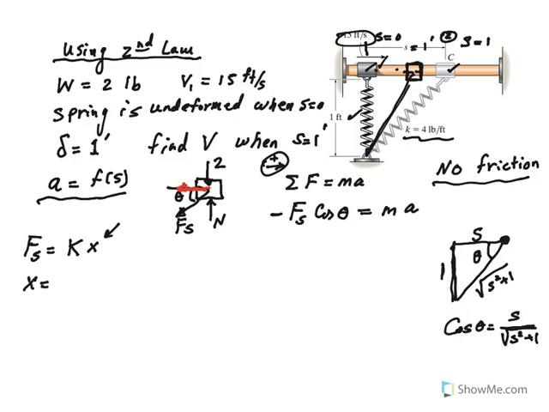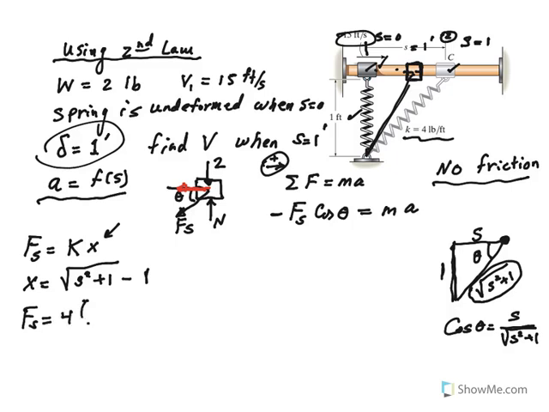The amount of deformation x is whatever the length of the spring is, which is the hypotenuse, right? Minus the undeformed length. And the undeformed length, guys, is what? 1 foot. Remember, the problem told us. So force of the spring is going to be k, which is 4 pounds, times this guy, square root of s squared plus 1 minus 1.